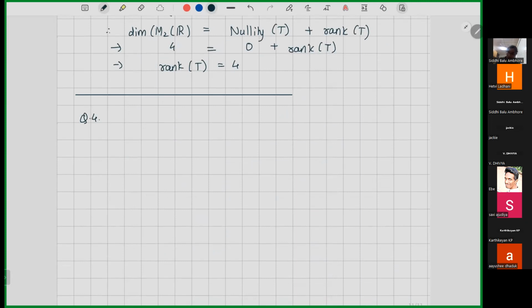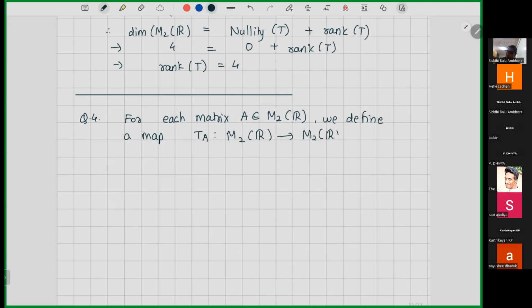So we have this setup for this question, that for each matrix A in M2R, we define this map. They are saying that it is a map and not a linear transformation. Okay, this is just a map defined by TA of B is AB. So A is a 2 cross 2 matrix, B is again a 2 cross 2 matrix, so we are multiplying the matrices.